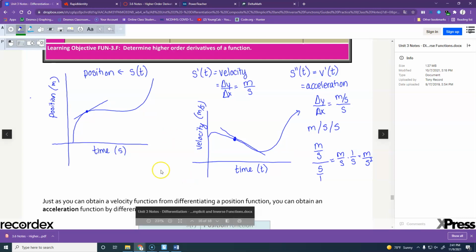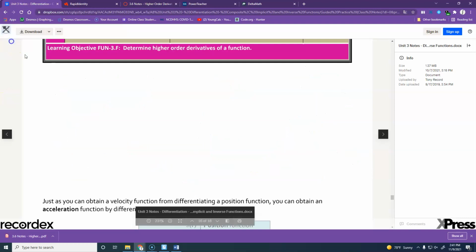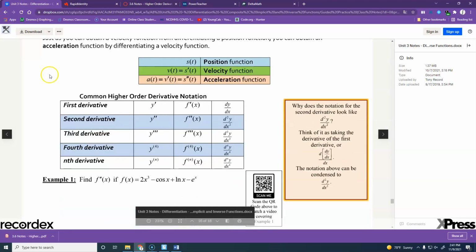Okay, so he has these nice little charts here. S of t is the position. V of t is the first derivative of s, which is the velocity. We've worked with that a little bit already. And then if we take the second derivative, then that's going to be our acceleration function.